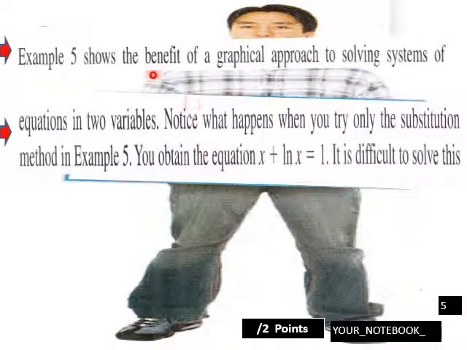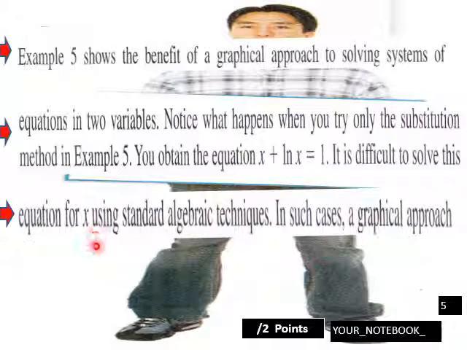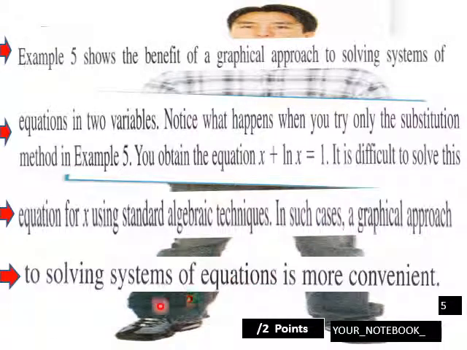So example 5 shows the benefit of a graphical approach to solving systems of equations in two variables. Notice what happens when you try only the substitution method in example 5. You obtain the equation x plus natural log x equals 1. It is difficult to solve this equation for x using standard algebraic techniques. In such cases, a graphical approach to solving a system of equations is way more convenient. You can graph and find a solution way faster.